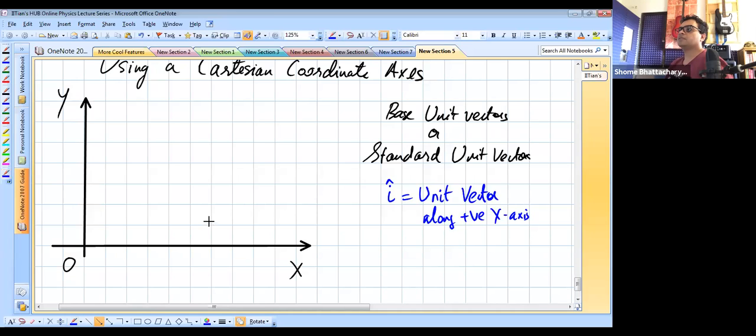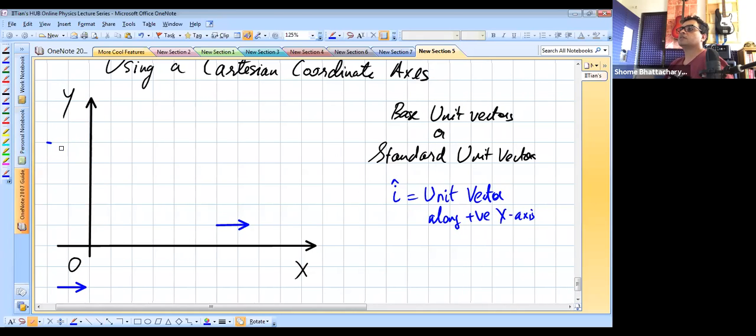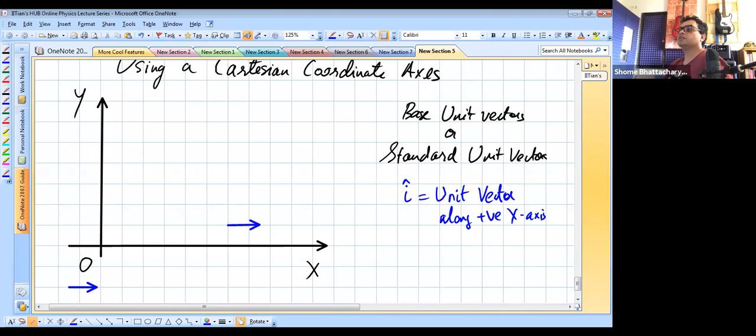So I cap is a vector that looks like this. It doesn't matter where we draw it. We can draw it here, we can draw it here, as long as our direction is correct, pointing along the positive x direction, and as long as we understand that its magnitude is unity. So its magnitude is 1, and the specific name given to it is I cap. Similarly, we define the standard unit vector called j cap as the unit vector along the positive y-axis.